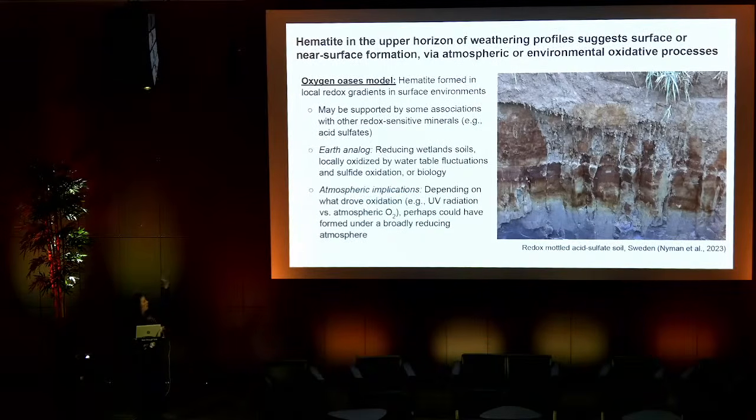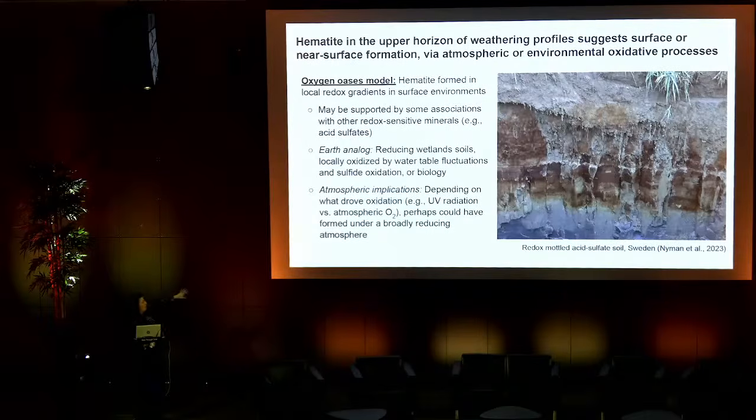On Earth, we see these kinds of mottled soils all the time. It's very common, especially when you have groundwater fluctuations, the water table going up and down, changing the oxidation state. It's a lot easier to do that when you have an oxidizing atmosphere and that exposure causes oxidation. But other things can cause this too. On Earth, biology notably can cause this kind of oxidation. On Mars, how would you cause oxidation? You could have an oxidizing atmosphere, that's an option.